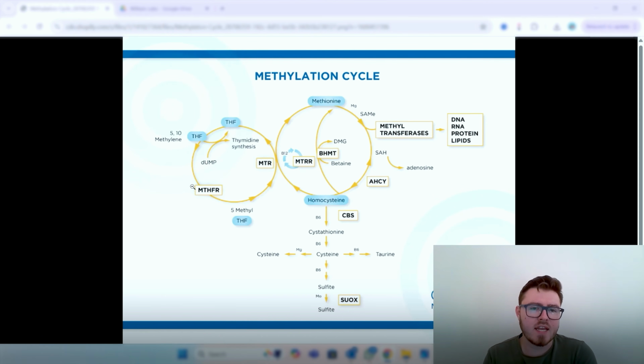Because your body needs methylation support. But at the same time, if we provide too much methylation support, the body is going to spin this cycle really fast, and you're going to produce a whole bunch of neurotransmitters and things that make you feel anxious and wired, and that's not good either.